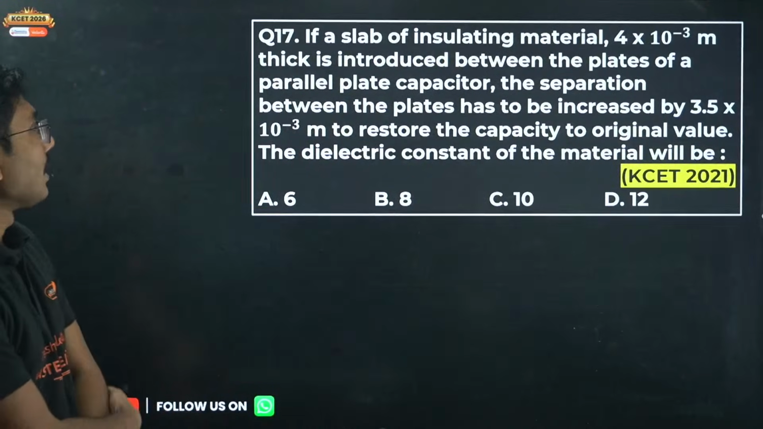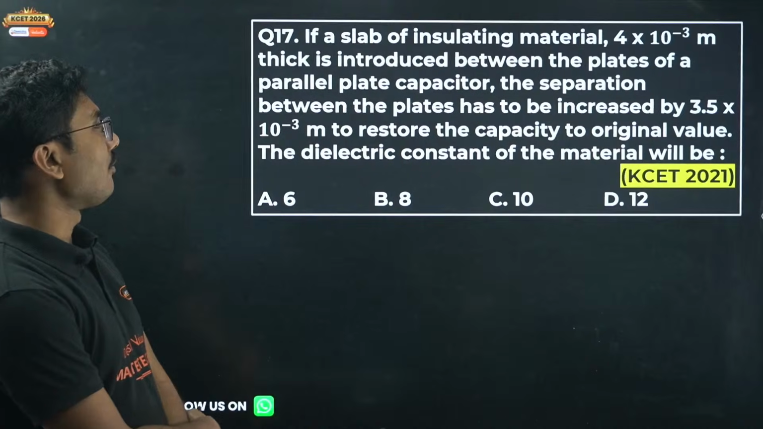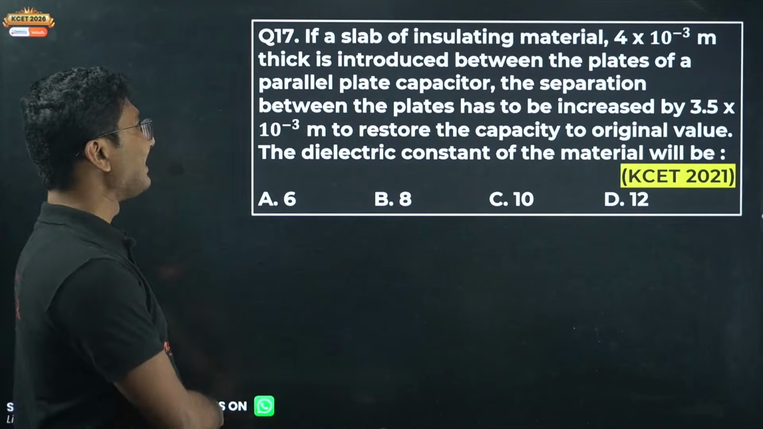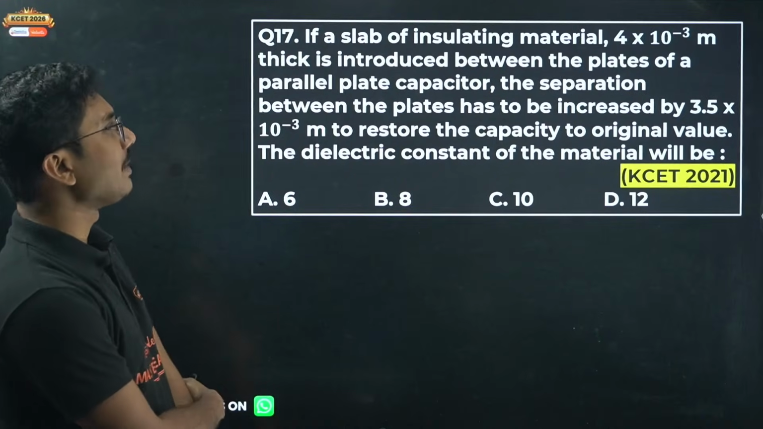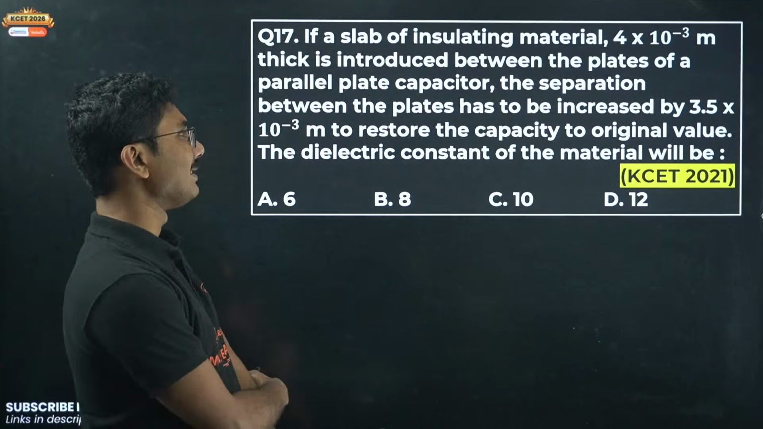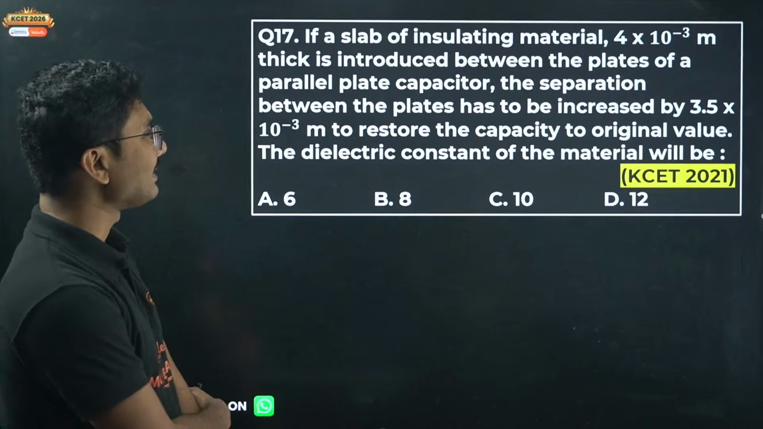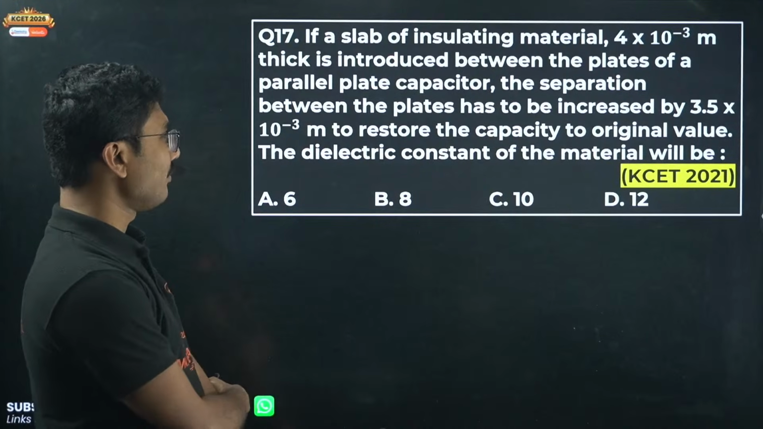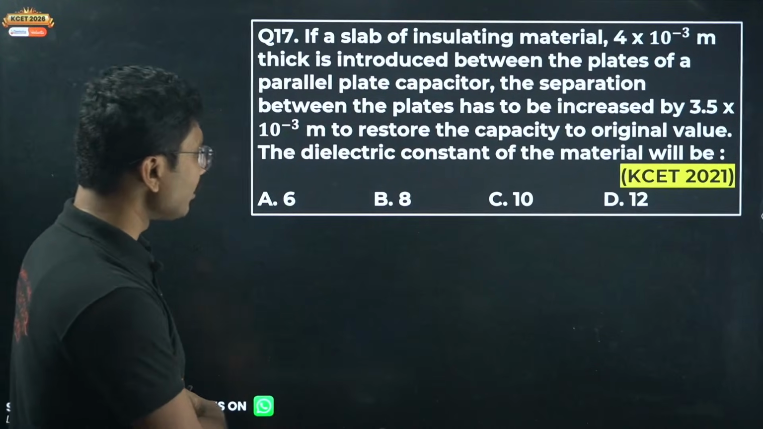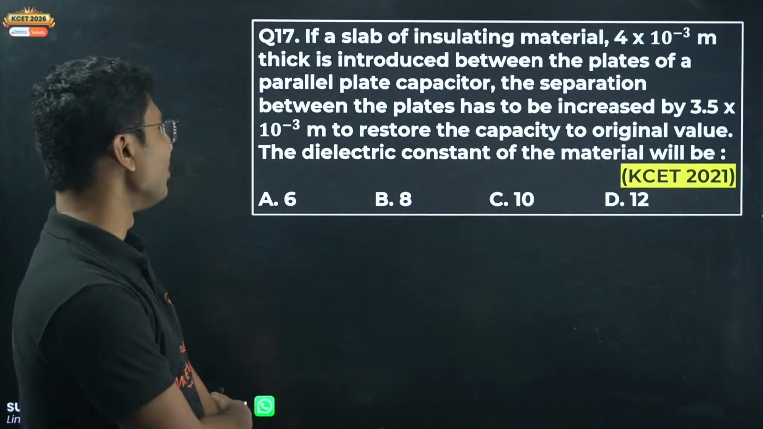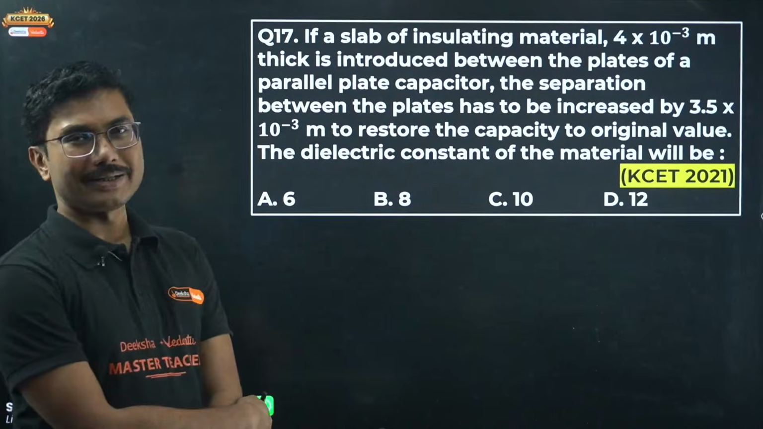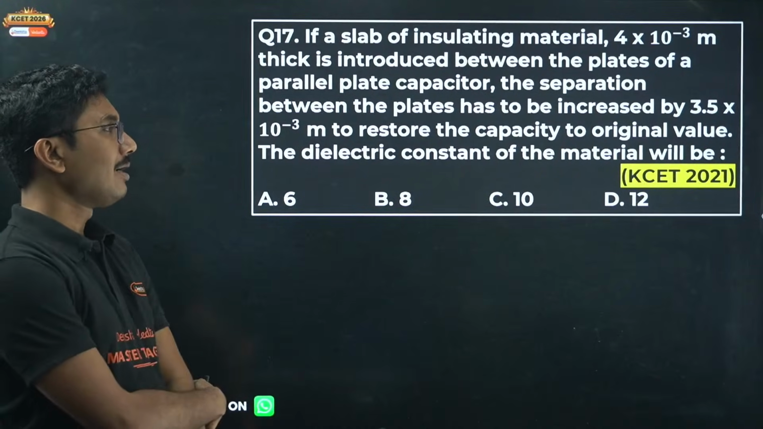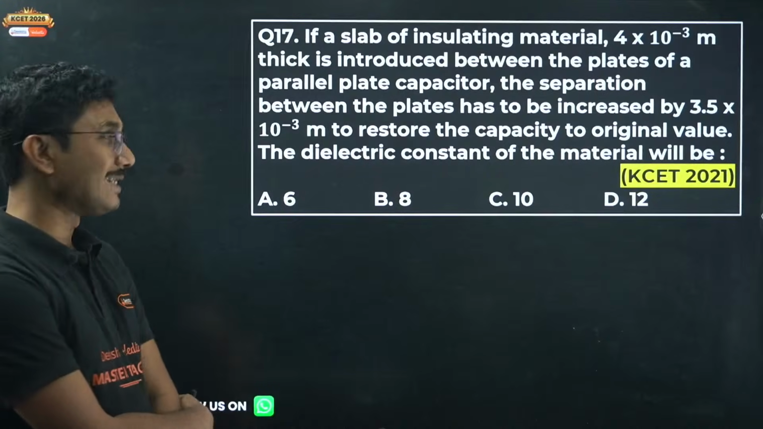Option D. Next question. If a slab of insulating material 4 into 10 to the power of minus 3 meter thick is introduced between the plates of a parallel plate capacitor, the separation between the plates has to be increased by 3.5 into 10 to the power of minus 3 meter to restore the capacity to the original value. The dielectric constant of the material will be. There is a shortcut trick you can use to calculate the dielectric constant. Let's see who knows that.